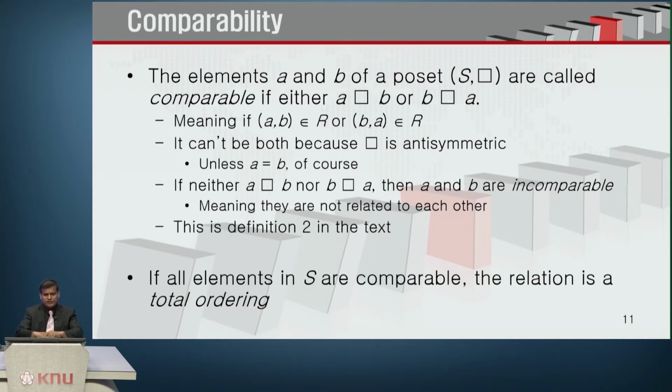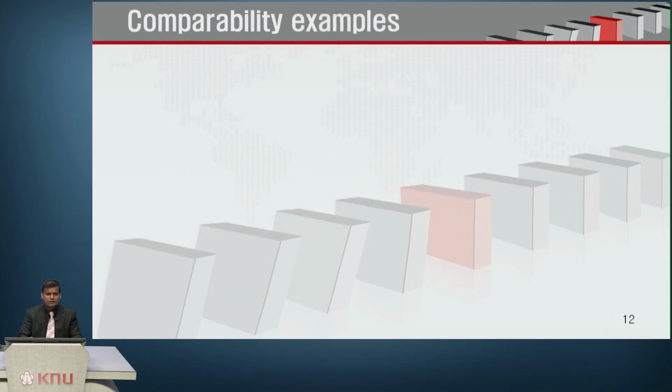This is definition 2 in the text, you can see here. If all elements in S are comparable, the relation is a total ordering. Basically we are giving out different terminologies like poset, and in the previous slides we also saw some comparisons, and here comparability, and now we are talking about total ordering.